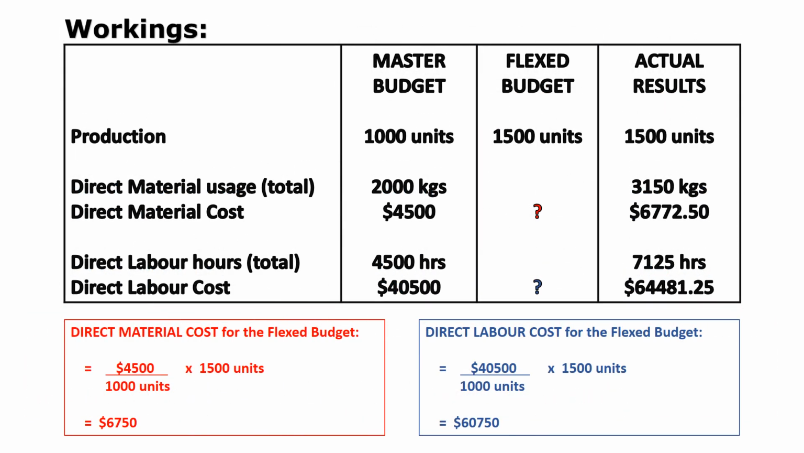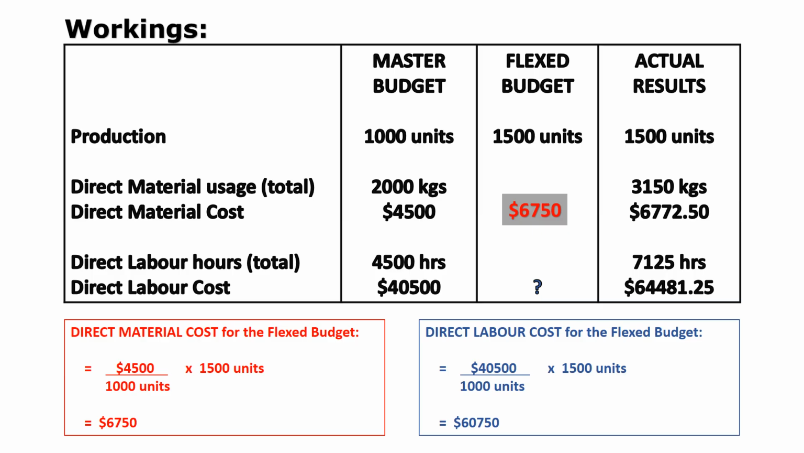Okay friends. How do we calculate the direct material cost for the flexed budget? Very easy. We just have to use the direct material cost found in the master budget, which is based on 1,000 units, and, using proportion, make it vary with 1,500 units. So, we take $4,500, divided by 1,000 units, multiplied by 1,500 units. And the answer for direct material cost for the flexed budget is therefore $6,750.